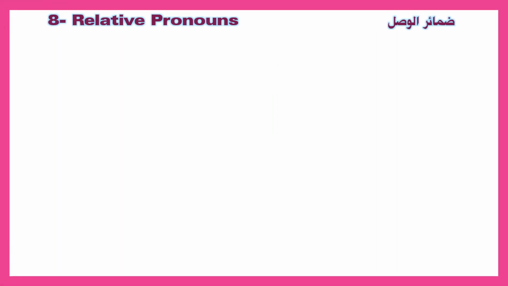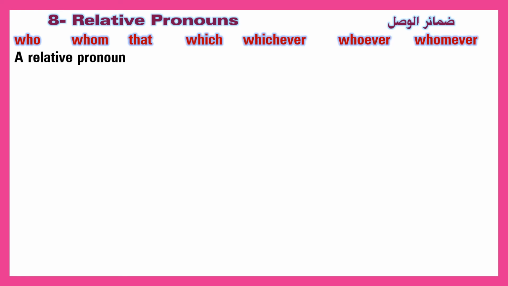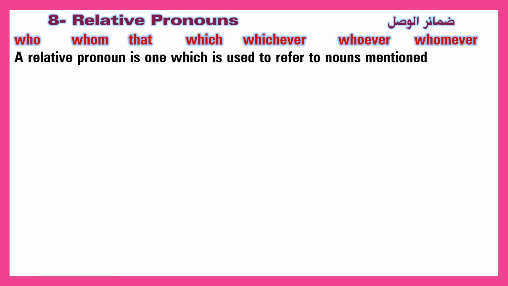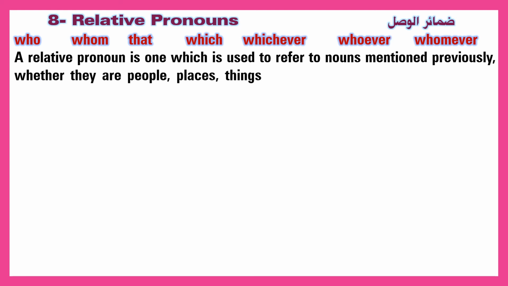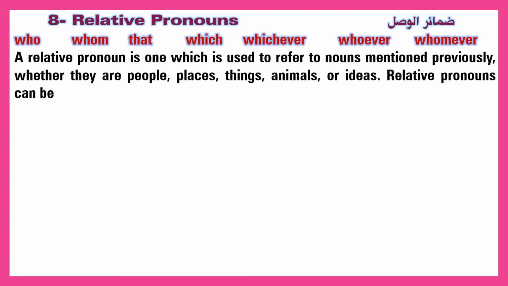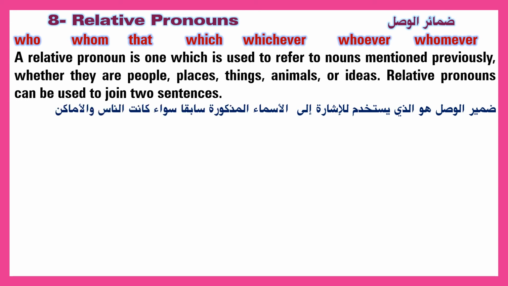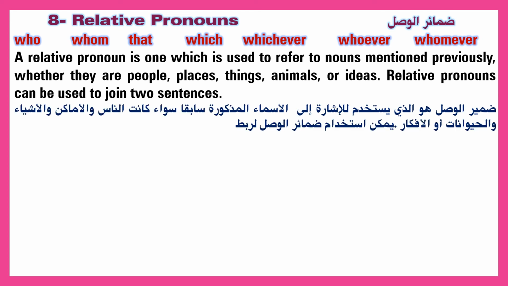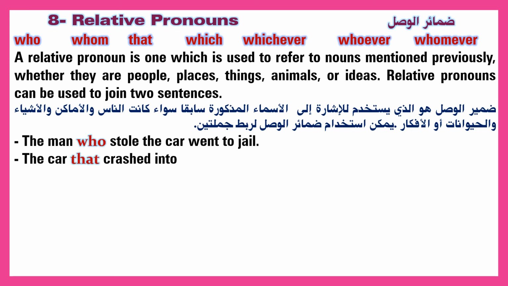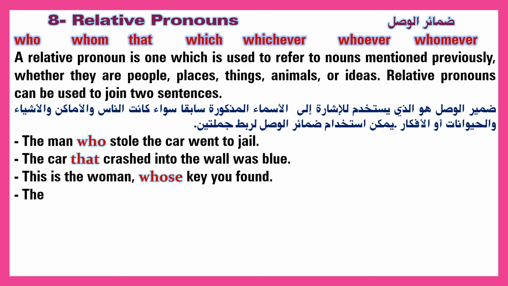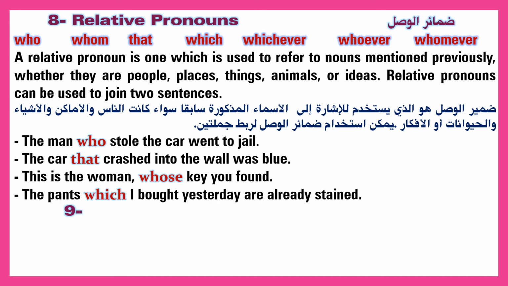9. Relative pronouns. Who, whom, that, which, whichever, whoever, whomever. A relative pronoun is one which is used to refer to nouns mentioned previously, whether they are people, places, things, animals, or ideas. Relative pronouns can be used to join two sentences.